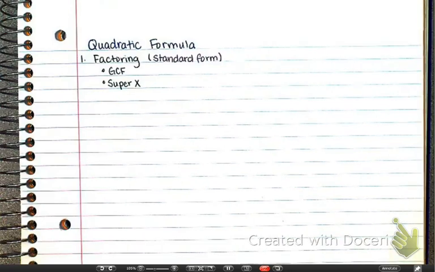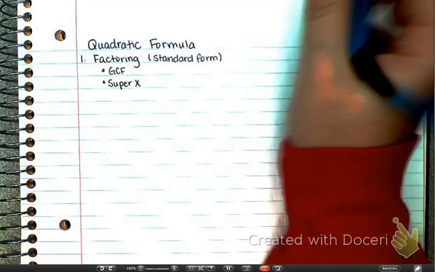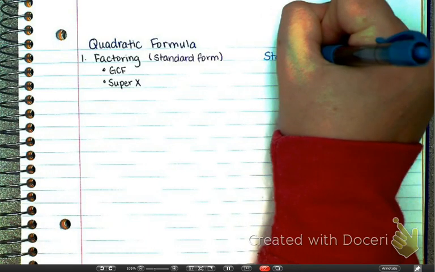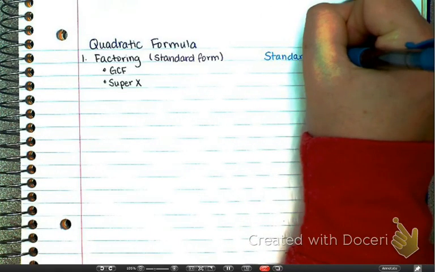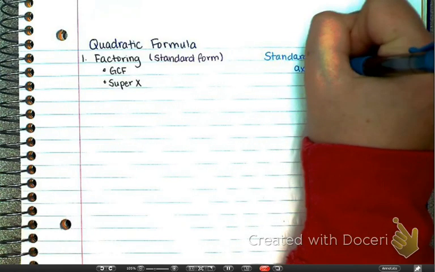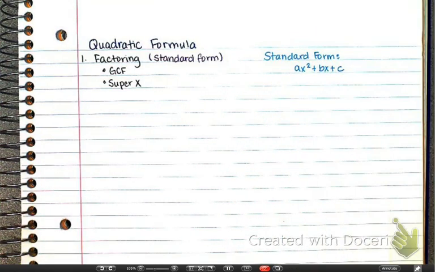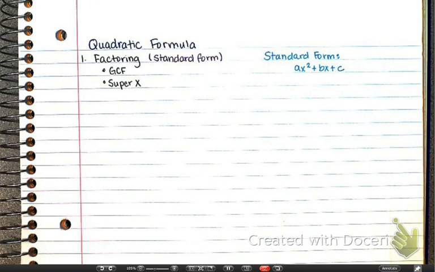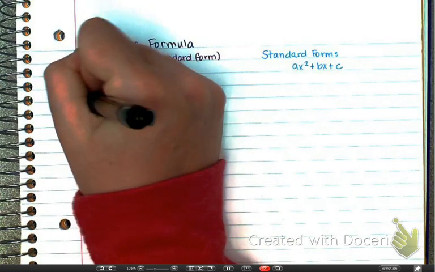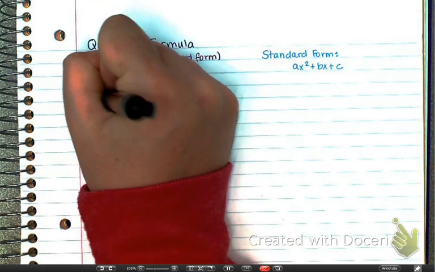Okay. And just in case we forgot, standard form for a quadratic equation is ax squared plus bx plus c. So factoring is the first thing we went through. We then talked about taking square roots.